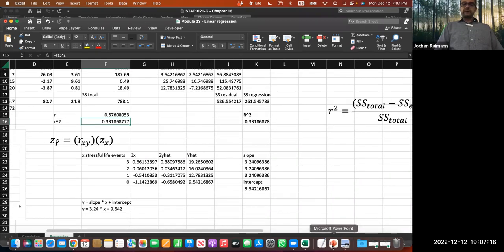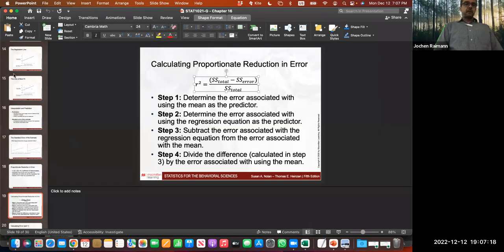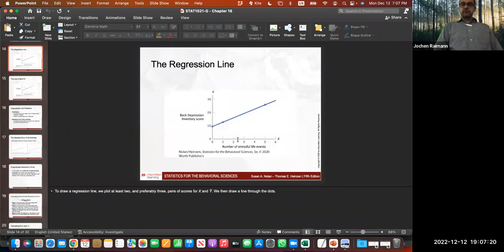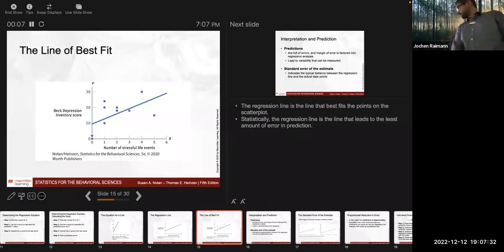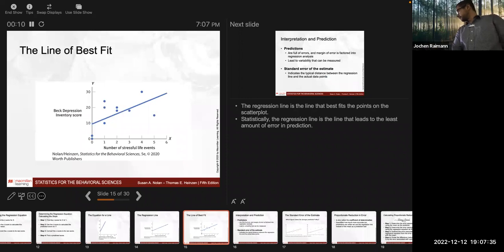Good. Okay. So this was pretty much all of the calculations at this point. So we have talked about a regression line. We've talked about slopes and intercept. We have talked about the line of best fit. Also the method, that's maybe the last one.